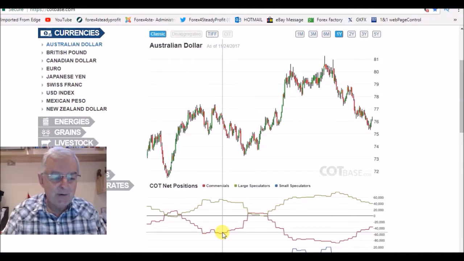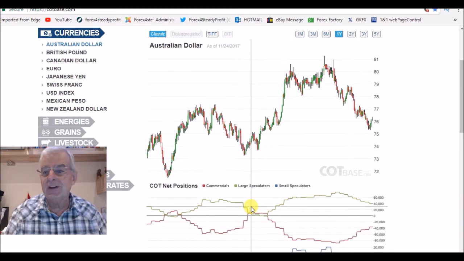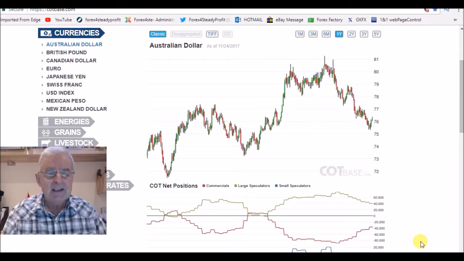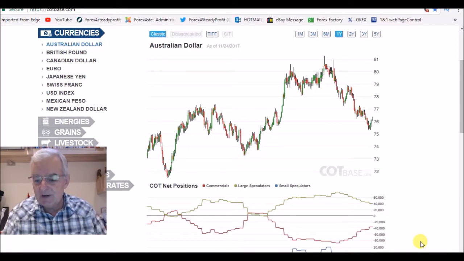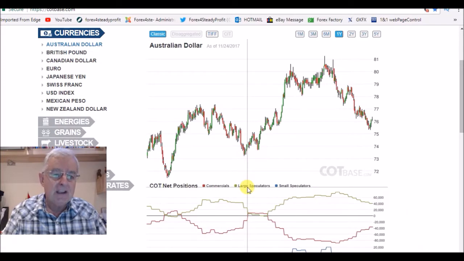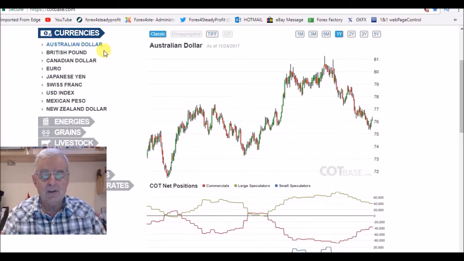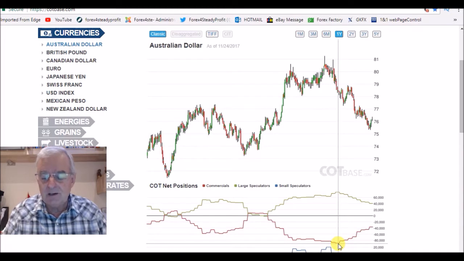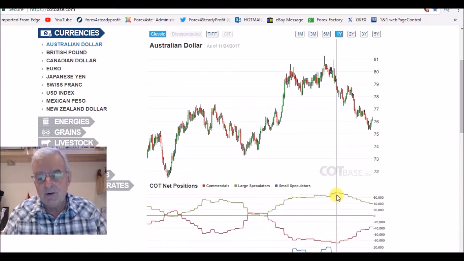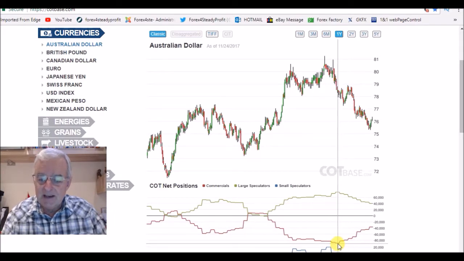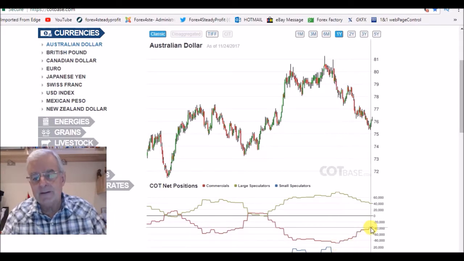This is the daily report, but as the Commitment of Traders is out late, I'm going to roll the two into one. It's Tuesday, the 28th of November, and it's just after 11 o'clock, and we'll start with the Australian dollar. We've seen the commercials where they've been directly opposed to the speculators, and we've had a nice fall down.